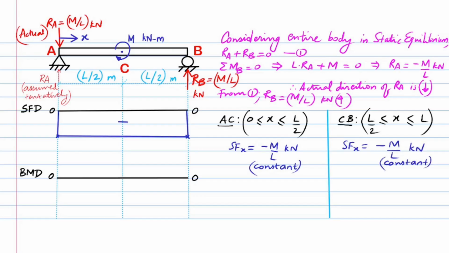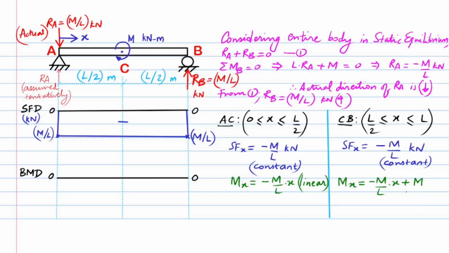The values are plotted in the shear force diagram. Now the bending moment at x for region AC equals minus M over L kilonewtons times x meters, which is linear. For region CB, bending moment at x equals minus M over L times x plus M kilonewton meter, which is also linear. We apply the limit values for the two regions to find the bending moment values and plot it in the bending moment diagram accordingly. The maximum bending moment is seen to vary from minus half M kilonewton meter at the center considering the first half of the length to plus half M kilonewton meter at the center considering the latter half.